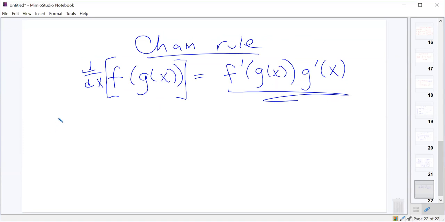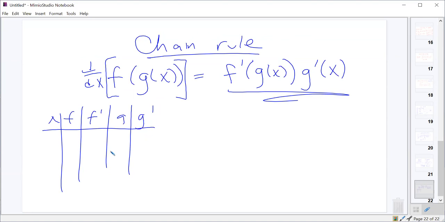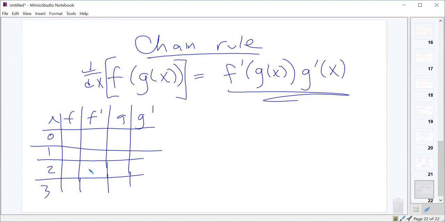And they love to put these into little charts where they'll give you x and they'll give you f and they'll give you f prime, they'll give you g, they'll give you g prime, and they'll give you values of like 0, 1, 2, 3, etc. And then they'll put in things like, I don't know, they'll just put in some values here like 2 and 4 and 6 and 3 and let's see here.